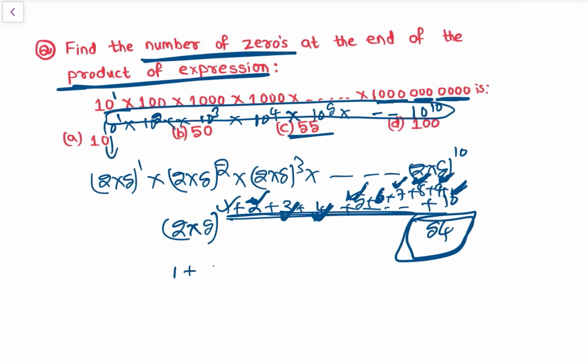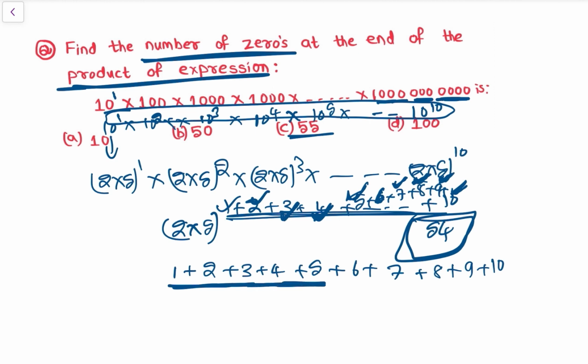1 plus 2 plus 3 plus 4 plus 5 plus 6 plus 7 plus 8 plus 9 plus 10. So that is 3 plus 3 is 6, 6 plus 4 is 10, 10 plus 5 is 15, 15 plus 6 is 21, 21 plus 7 is 28, 28 plus 8 is 36, 36 plus 9 is 45, 45 plus 10 is 55. So 55 is the answer. Option C is the answer.